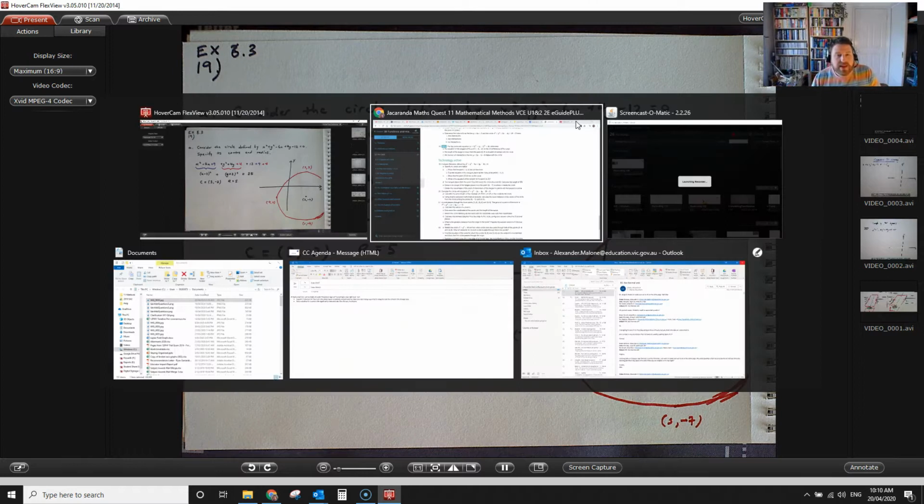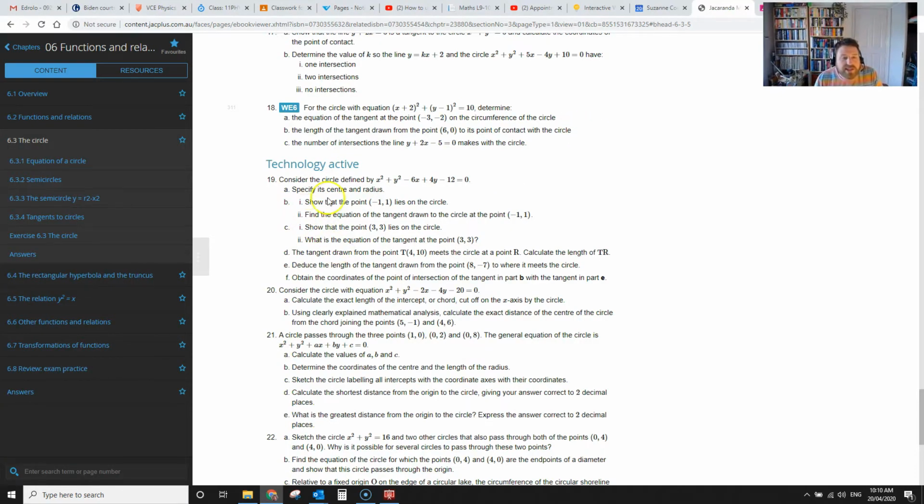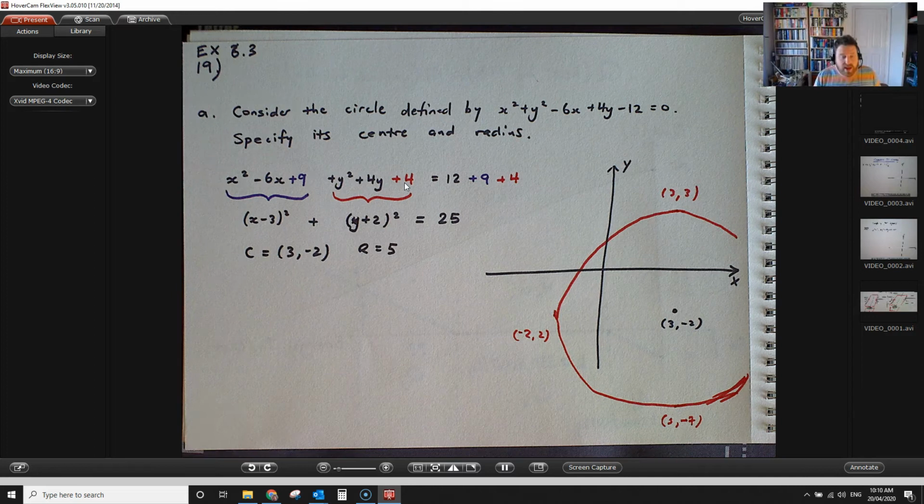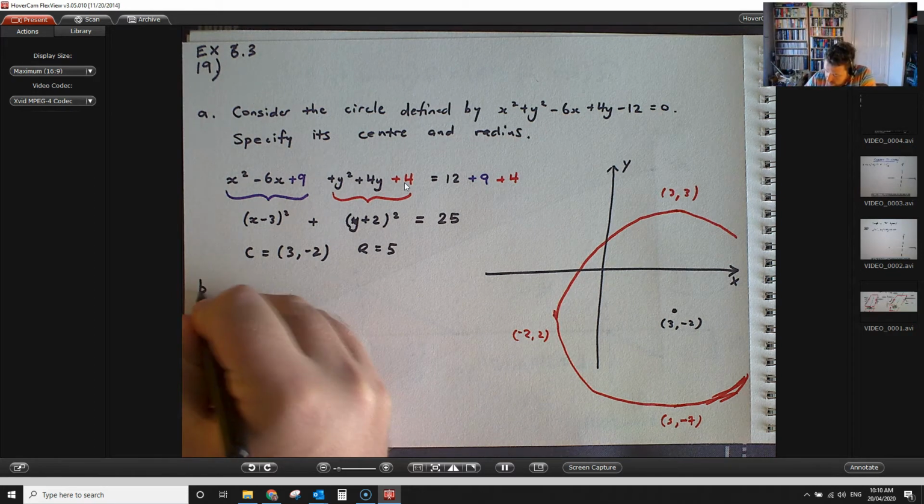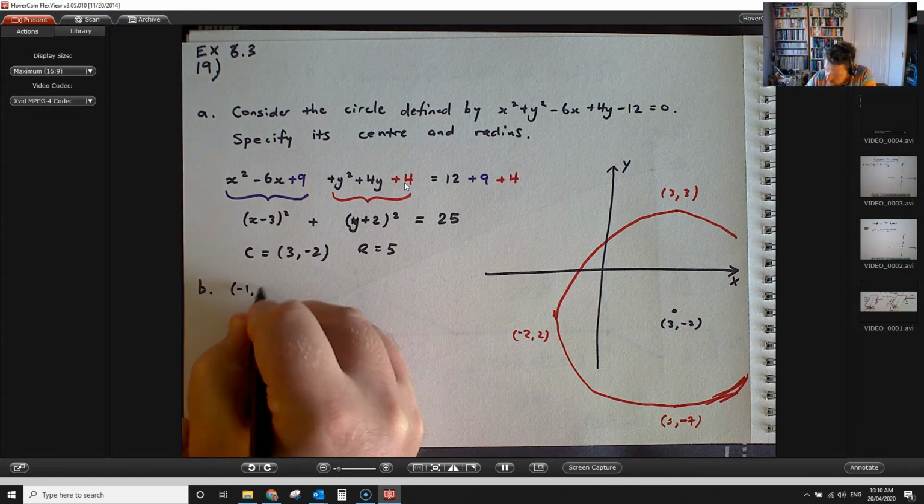Okay, let's keep going. Part 2. Show that the point -1, 1 lies on the circle. So really all that's saying is plug in -1, 1 and see if it works. So let's plug in -1, 1.